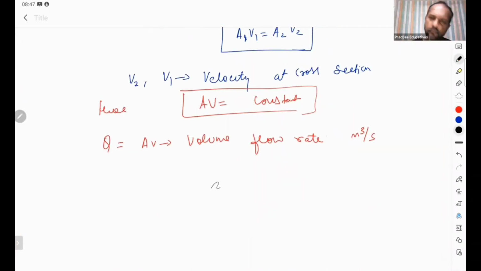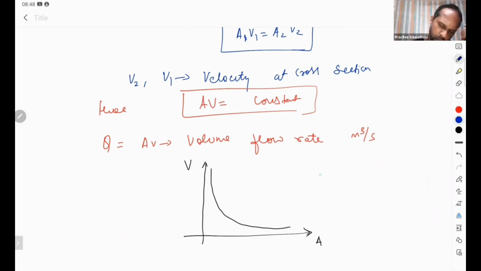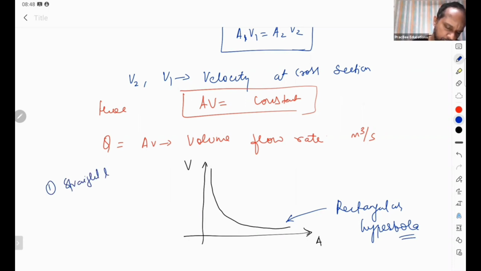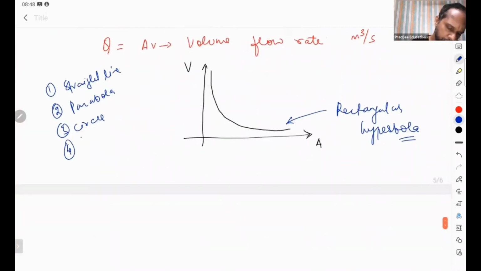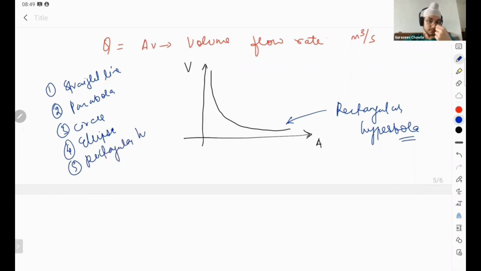यदि मैं एक पाइप है, उसका एरिया ऑफ क्रॉस सेक्शन चेंज हो रहा है, so how will the velocity and area of cross section vary? What will be the graph? ये फिजिक्स में बहुत जगह पे आएगा, बहुत अलग-अलग चैप्टर्स में आएगा. हाइपरबोला शायद. Yes, rectangular hyperbola we call this. So physics में basically straight line. 99% of the questions in physics, the graph will be either a straight line, parabola, circle, ellipse, and rectangular hyperbola. ठीक है?